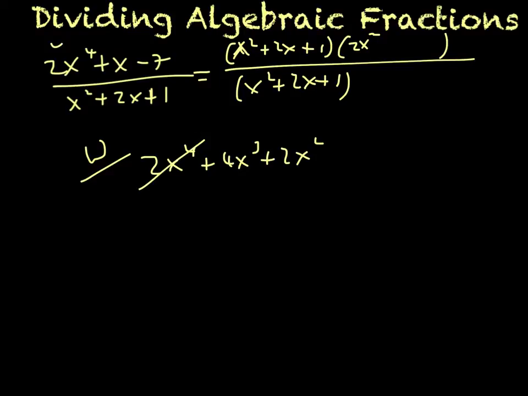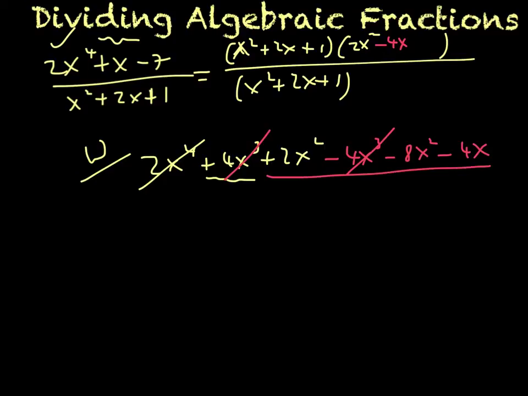Our 2x to the 4, we're happy. Here we've got a plus 4x cubed. Here we have no 4x cubed. So we need to subtract 4x cubed. How can I do that? Well, what would I need to times x squared by to subtract 4x cubed? Well, I'm going to need a minus 4x. So multiply that out. Minus 4x cubed minus 8x squared minus 4x. And look, our x cubes are all sorted. We have none of them now. Everything's all good.